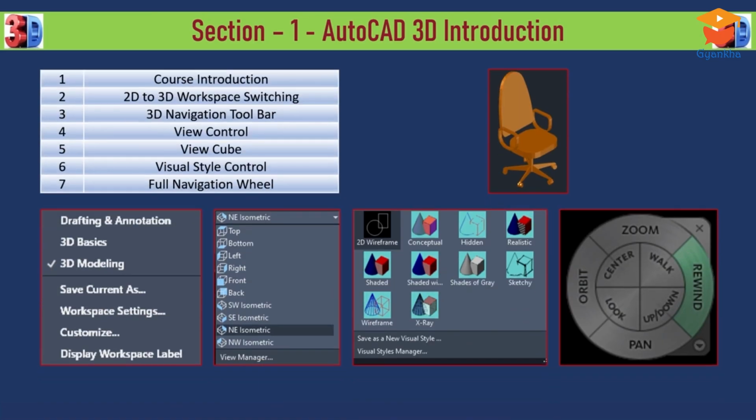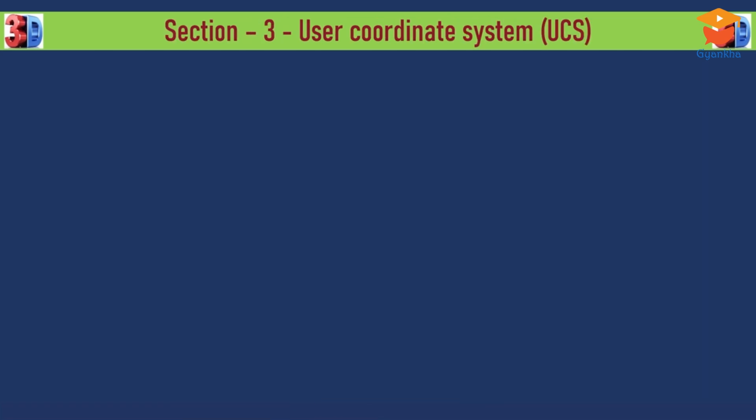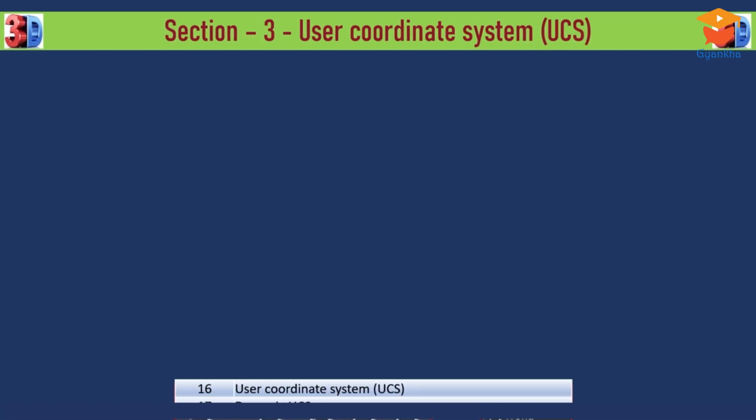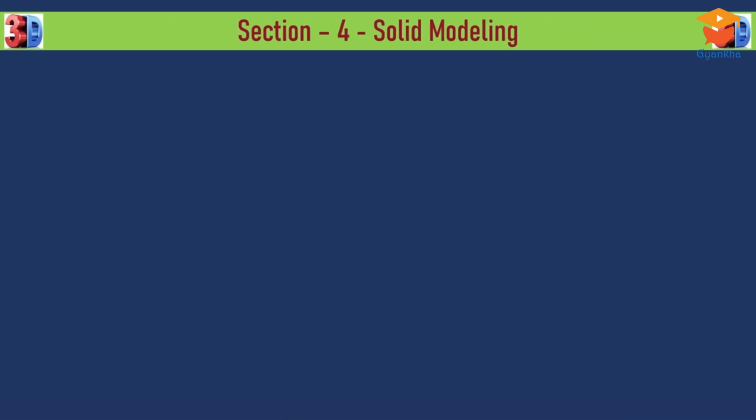Section 1. AutoCAD 3D Introduction. In this section, you will get a basic idea about AutoCAD 3D. Section 2. Solid Primitive. Section 3. User Coordinate System. Section 4. Solid Modeling. Section 5. Boolean Operations.